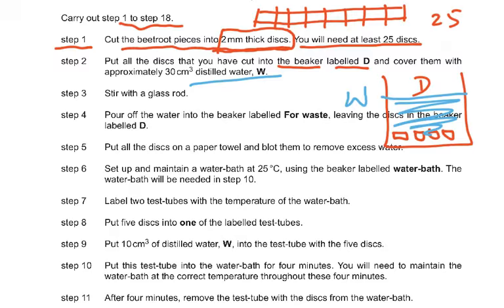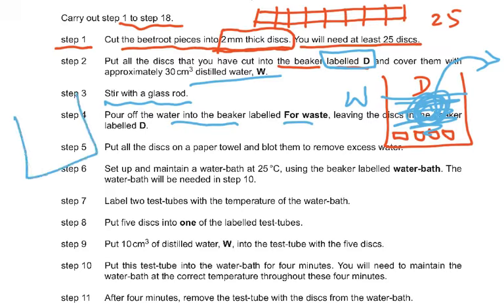Now this beaker labeled D was already there on your place where you were doing this experiment. Then you stir with a glass rod. So then you stirred it. Now you pour off this water into the beaker labeled waste.